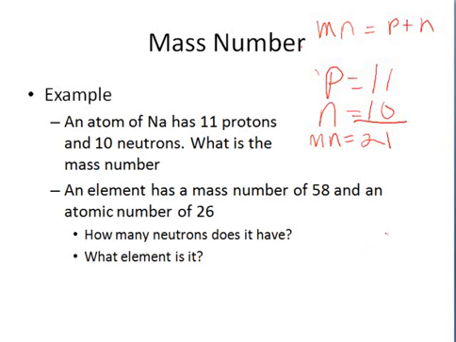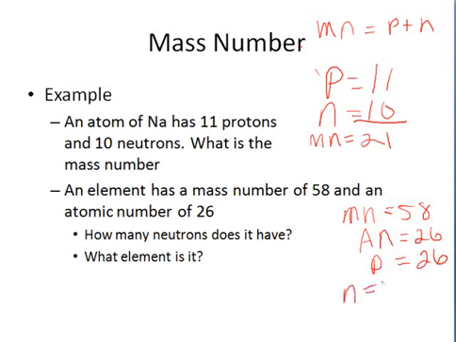Okay, an element has a mass number of 58 and an atomic number of 26. So the mass number is 58, the atomic number is 26, which means my number of protons is going to be 26. So neutrons will be the combined protons plus neutrons, which is mass number, minus protons, or 58 minus 26, which gives me 32 neutrons.